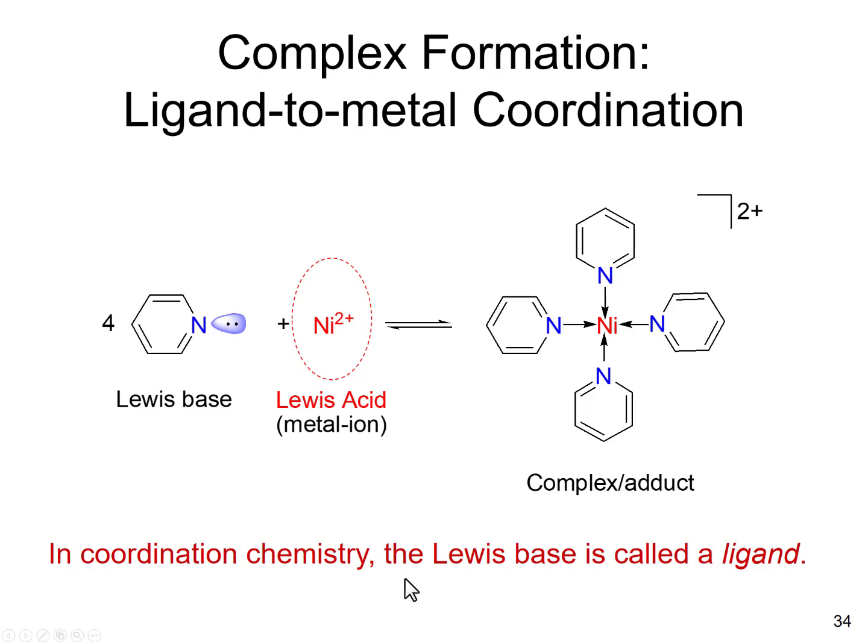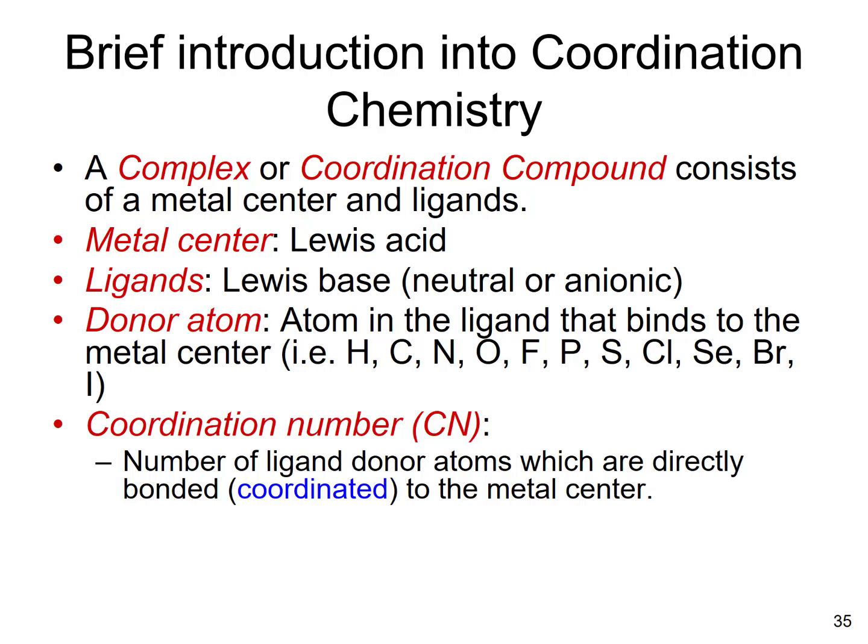In coordination chemistry, the Lewis base is called a ligand. So coordination chemistry is nothing else than Lewis acid-base chemistry. And a complex or coordination compound consists of a metal center which is surrounded by a specific number of ligands. The metal centers are the Lewis acids, and the ligands are the Lewis bases because they use their lone pair to donate to the metal center.